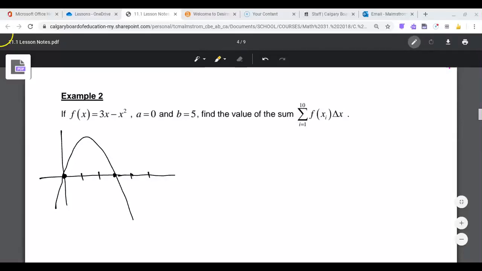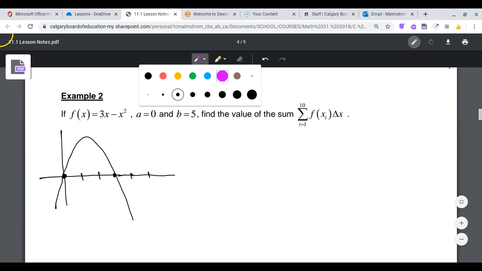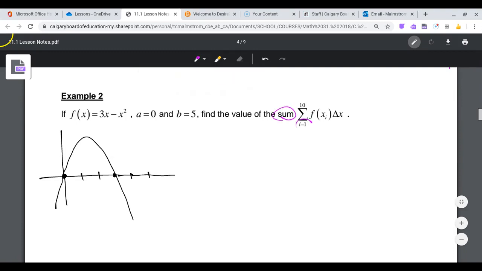Example 2. If we're looking at using the same function, f of x equals 3x minus x squared, same boundaries, a equals 0 to b equals 5, find the value of the sum. So notice the difference here. This is asking us for a sum from i equals 1 to 10. This 10 is telling me my n value. Really, that's the number of rectangles, if you think back to where the formula came from. And it's the area of those rectangles that we are summing up.